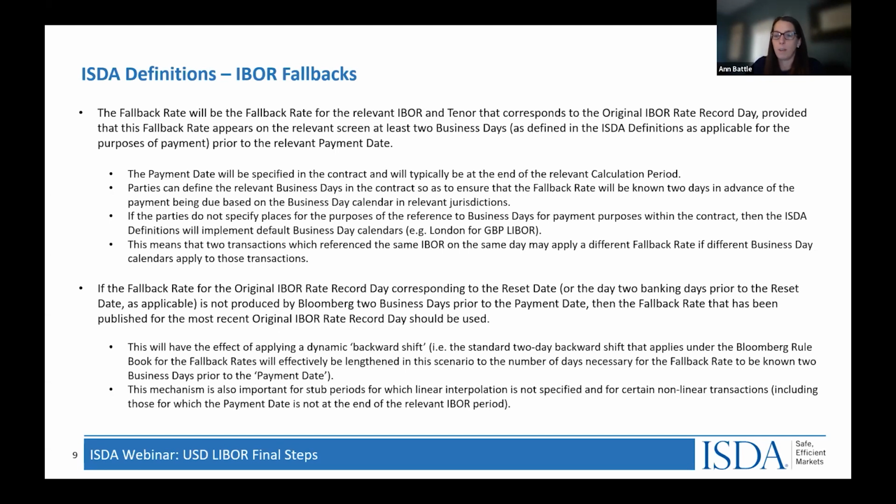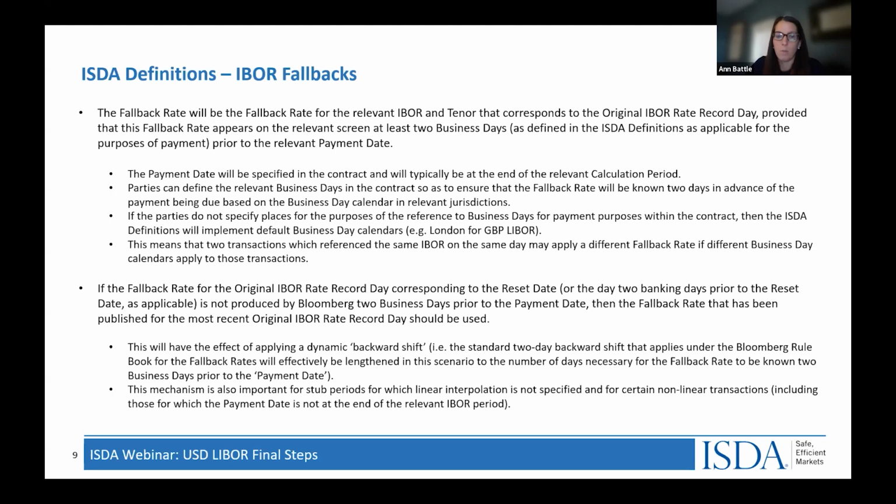But the mechanism that we have built in to look at that rate 2 days prior, which, as Jonathan mentioned, is consistent with the way Bloomberg publishes the rate with the 2-day lag, is to ensure that in most cases, the fallback rate for your original IBOR rate record day will be available 2 local business days prior to your payment date. However, as Jonathan alluded to, sometimes it's not available by that date.